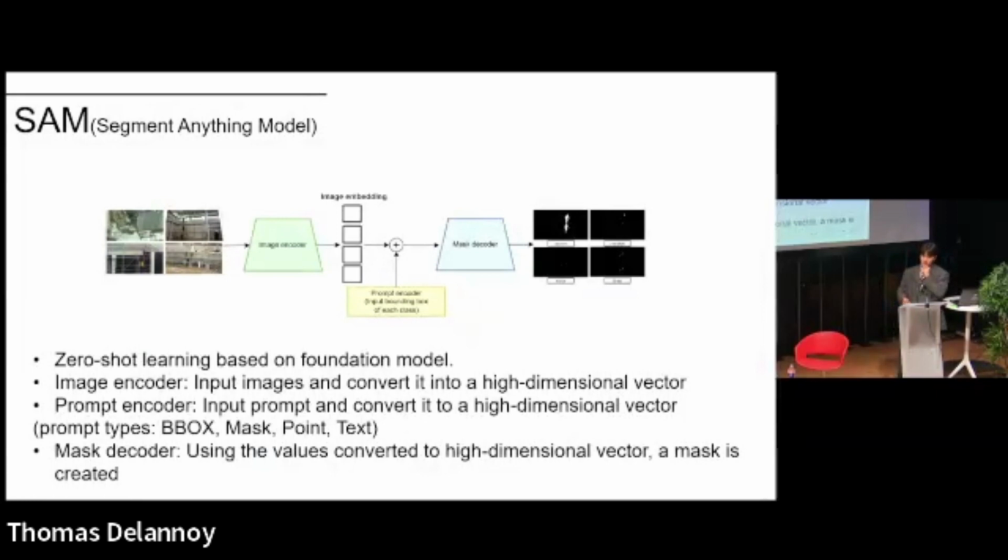The SAM model is a zero-shot learning model based on a foundation model. A foundation model means a model trained on a large amount of data. It has the versatility to be used for various tasks. The SAM model consists of an image and prompt encoder and a mask decoder. It automatically generates mask label data by inputting an image and a prompt.